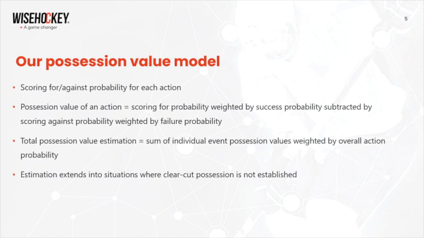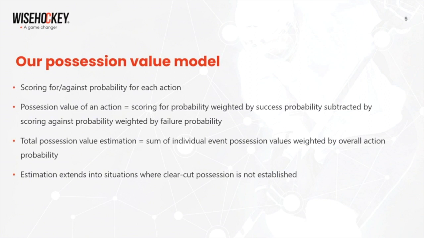We also model risk separately from reward, so each action, with the exception of shots, has both a scoring for and a scoring against probability. For an individual action, the possession value is determined by these scoring for and scoring against probabilities, weighting them with the success or failure probability. And the total possession value is the sum of these individual action possession values weighted by an overall action probability, which refers to the likelihood that a player performs a particular type of action in a certain game state.